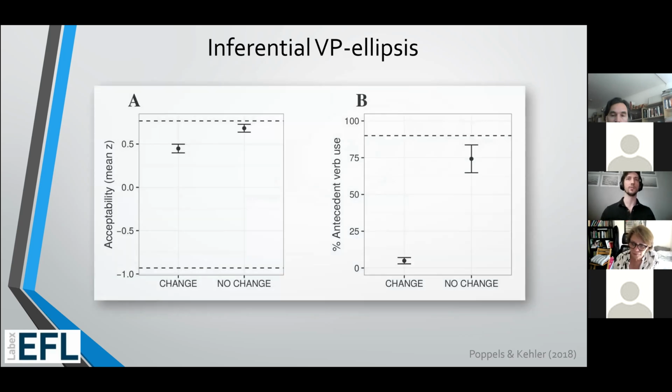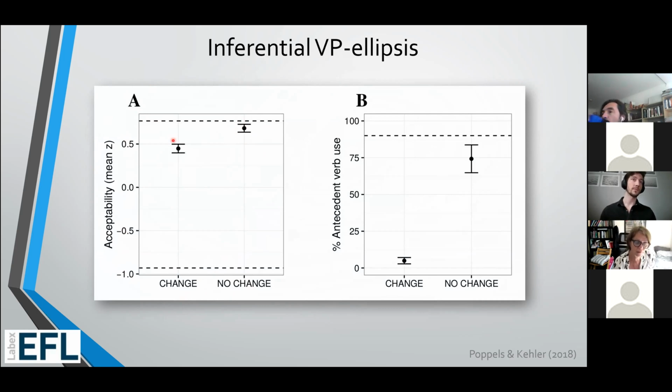The results are twofold. On the left-hand side, I'll talk first about acceptability, which is plotted on the y-axis. And on the x-axis, we have the two types of items that I described earlier, change items and no change items. The no change items are completely at ceiling. The dashed line indicates the fillers, the acceptable fillers. So these are perfectly normal sentences on anyone's theory, and you can see the no change items pattern exactly with it. There is no significant difference here.